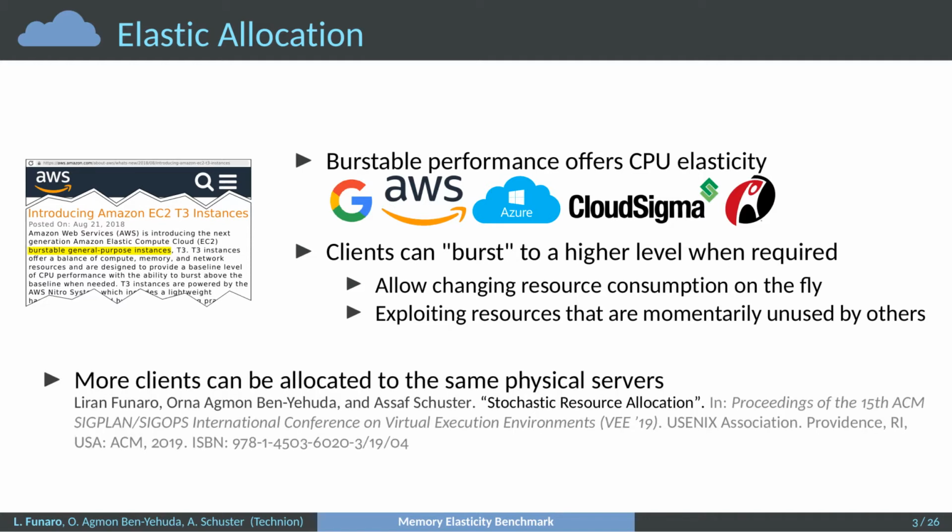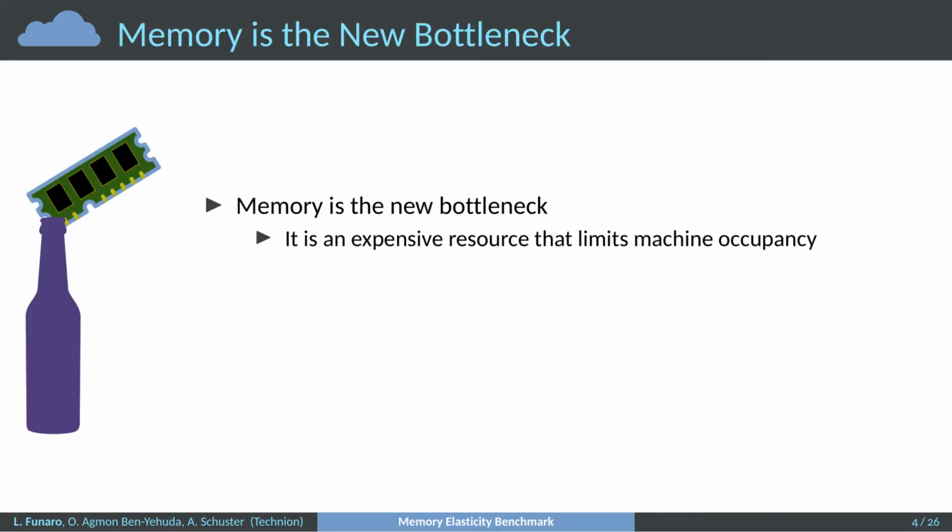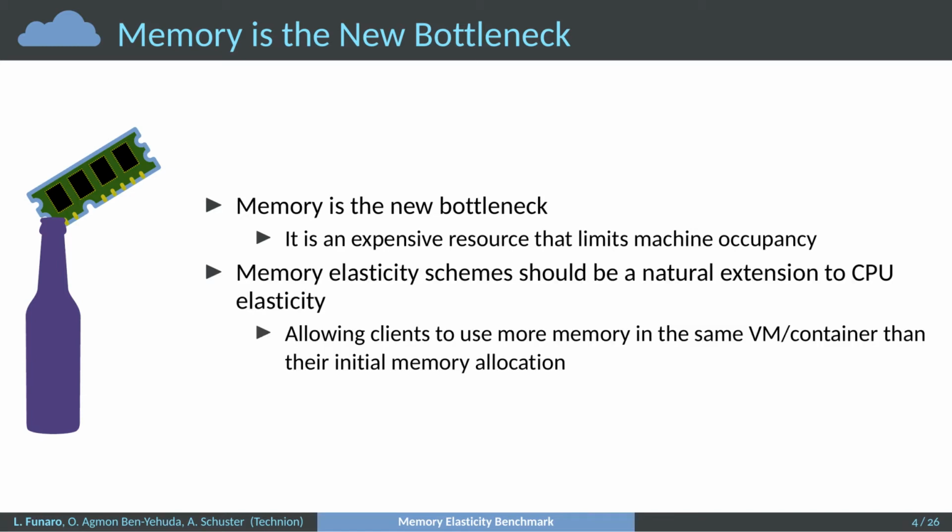When cloud providers offer burstable performance, in addition to rigid allocation, they can allocate significantly more clients to the same physical server. But once we allocate more clients to the same server, the memory becomes the main bottleneck. So naturally, we would like to extend the burstable performance idea to support burstable memory. We want to allow clients to momentarily request memory in addition to their initial memory allocation when it is momentarily unused by other clients. And for that, we need two things.